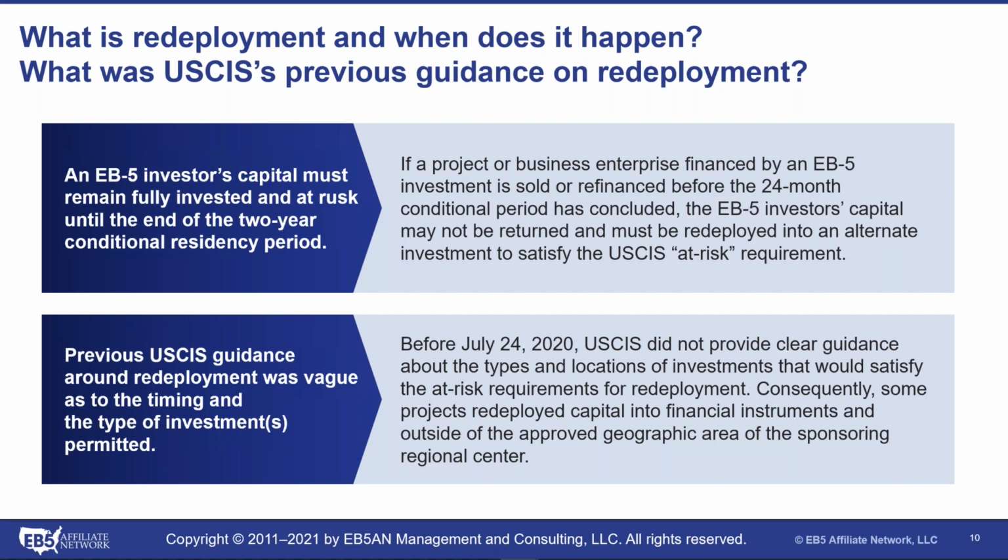And what that means in real practice is, if a project or business enterprise that's taken in EB-5 investment capital has a liquidity event before that 2-year risk period is over, then at a minimum the investor's capital can't just be handed back to them. It must be redeployed into an alternate investment to continue to satisfy this at-risk requirement. And there's a few nuances around timing: when does that have to happen, and how does that work?